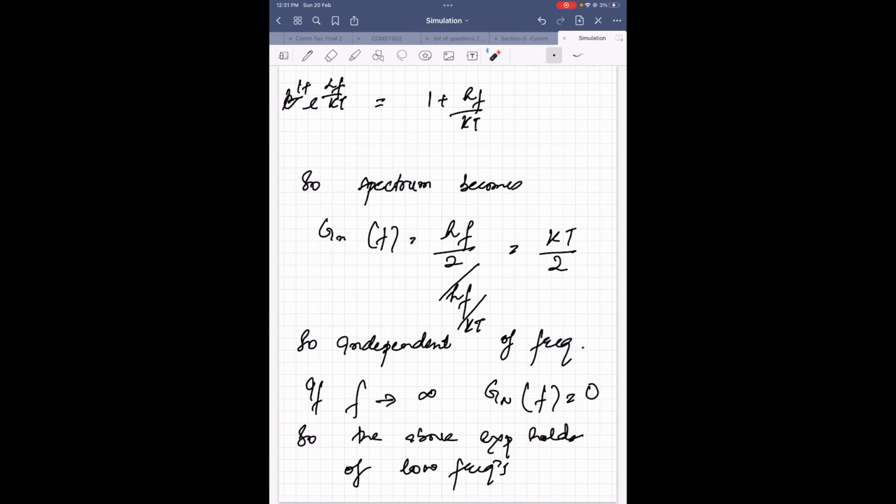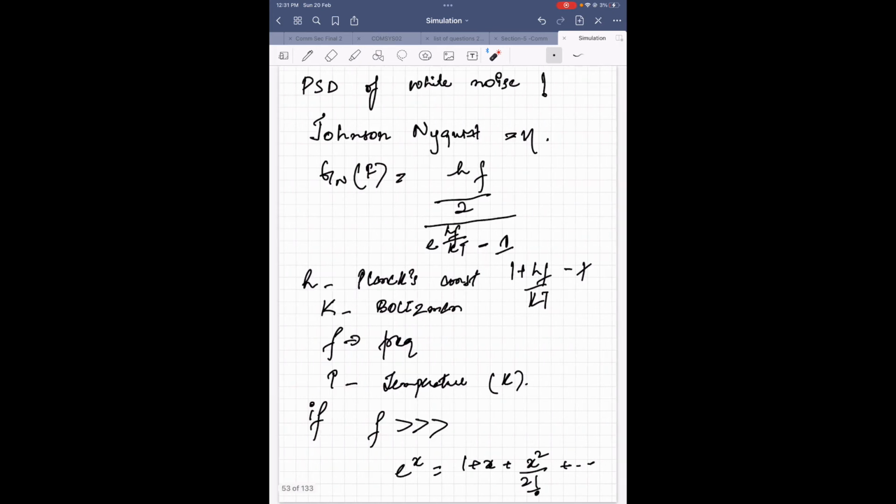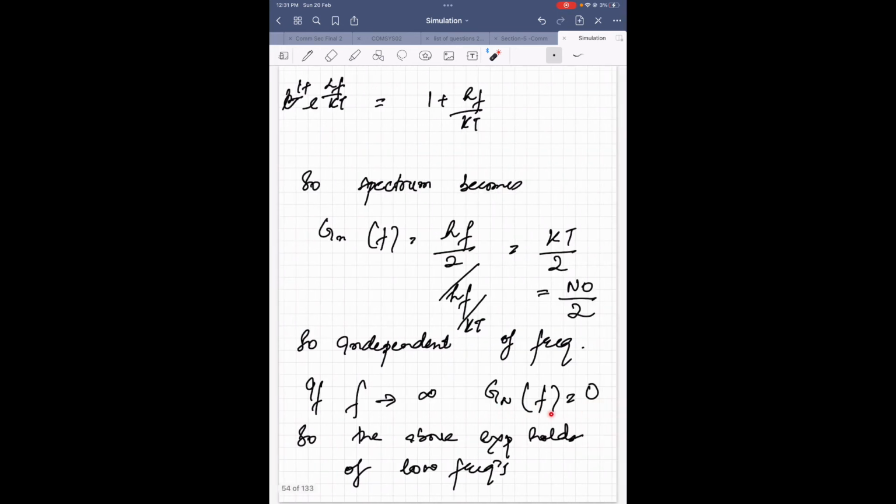So what is the major conclusion of this equation? The power spectral density of noise is independent of the frequency. There is no frequency term involved in the expression of power spectral density of noise. Sometimes this kt is written as n0, so you may find in some textbooks that the power spectral density of noise is written as n0 by 2. However, the major idea is that the noise is independent of the frequency. However, keep in mind that this equation is only valid for low frequencies. If f is much larger, close to infinity, the power spectral density of noise becomes 0. So we need to take care of the frequency range we are interested in.